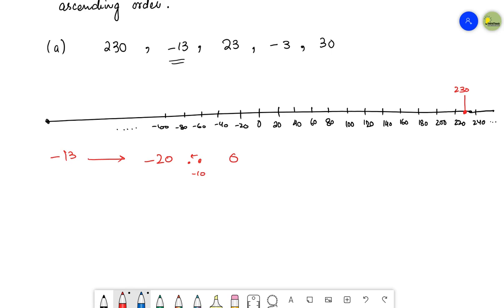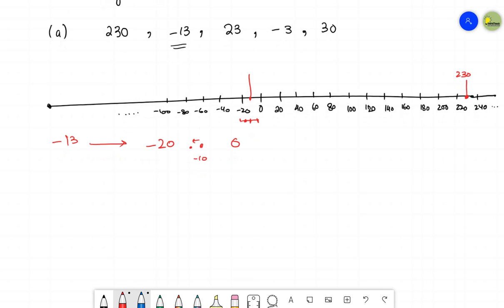So just look at your number line. This is -20. This is 0. This is the center point. You need to draw -13 somewhere over here. Why can you not draw it in the center? Because the center value will be -10. So -13 is on the left hand side of it. So you are going to do it over here.